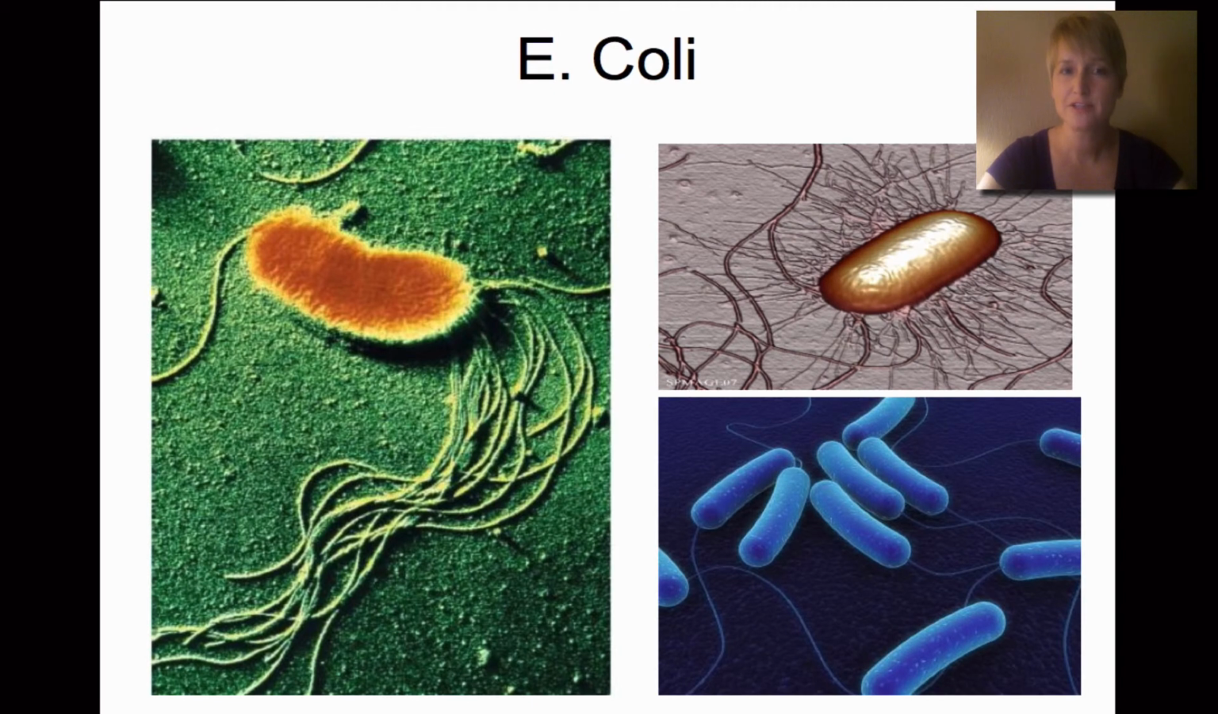Here's an E. coli picture, and E. coli is a rod, and you can see a very well-defined flagellum there. And E. coli actually is in our gut. It helps us to digest food, and so it's actually very important for us to have in our digestive system. It provides us with vitamin A, but E. coli can also be very destructive if we ingest it. So a lot of times we'll have E. coli outbreaks in hamburgers, and it's because they're not cooked well enough. One way to avoid an E. coli outbreak is to make sure that hamburgers have been cooked all the way through.